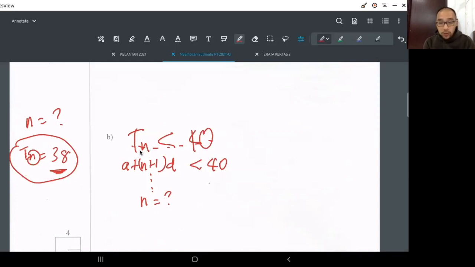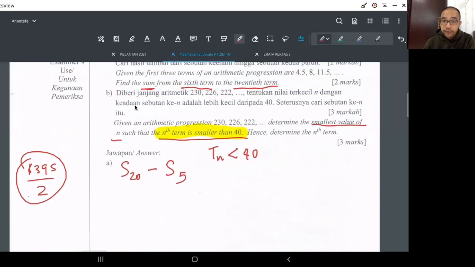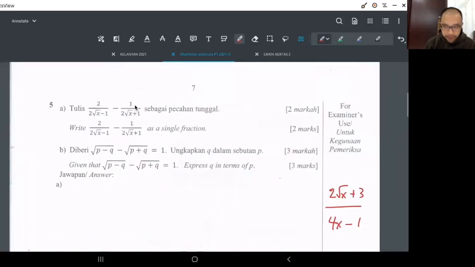So when I look at this question, I notice that actually this question is a very easy question, standard question lah. Like kalau kamu banyak buat latihan, ini biasa sudah kamu nampak. Just be very careful with this last bit lah. Determine the n term. Lepas kau cari n, cari Tn bagi n yang kamu sudah cari itu. Okay. Number 5.